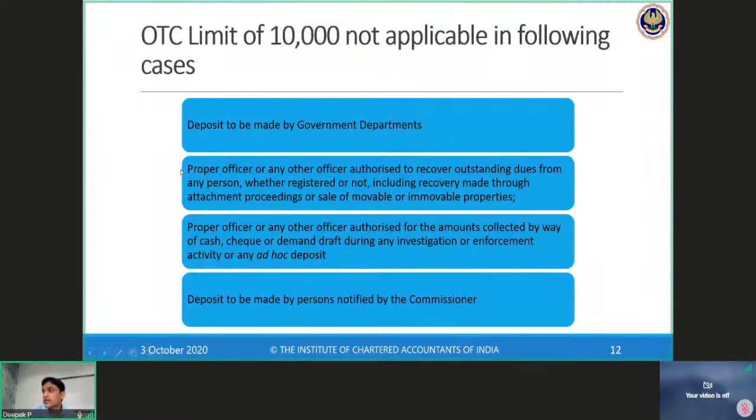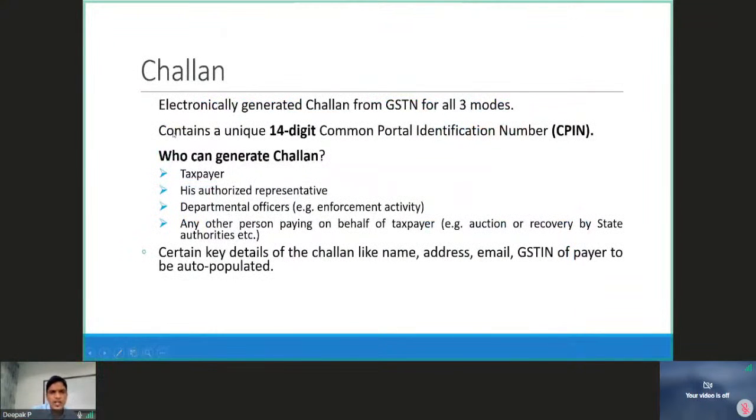We'll move ahead. I've answered most of the questions. Now, challan. What is this challan? It is an electronically generated challan from the GSTIN for all the 3 modes. This is one challan which gets generated for all the 3 modes. You have to select the option. Now the challan gets auto-populated. I'll come back to this.